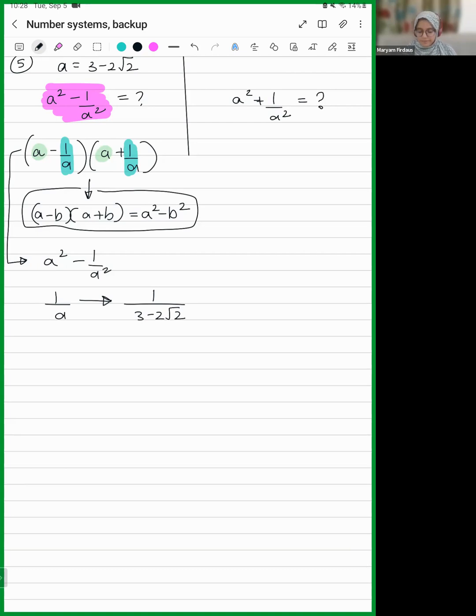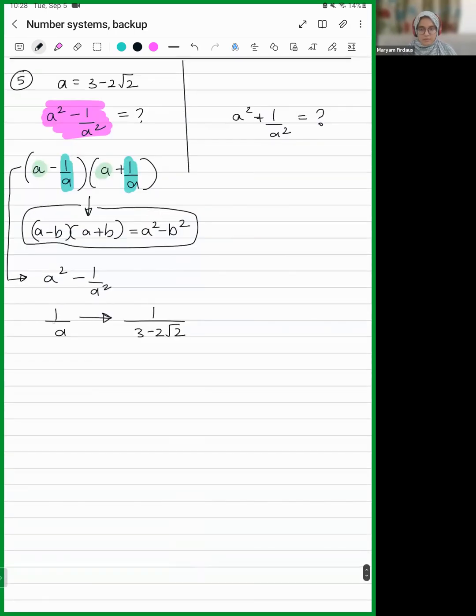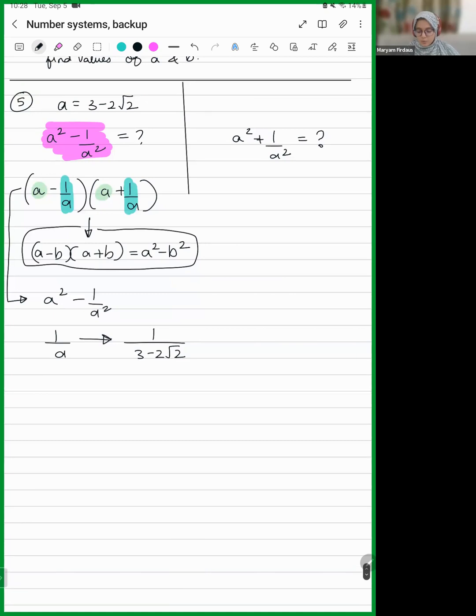Okay. So this is going to be 1 by a, 1 by 3 minus 2 root 2. So can we rationalize this? We know how to rationalize the denominator, right? Can we do this? Yes.